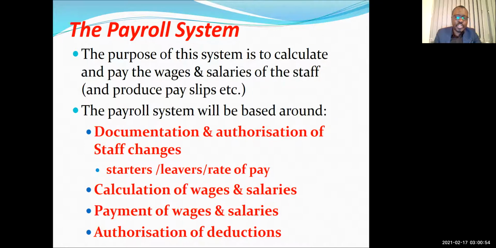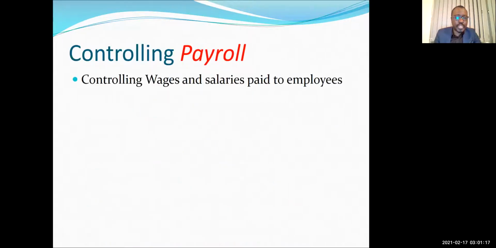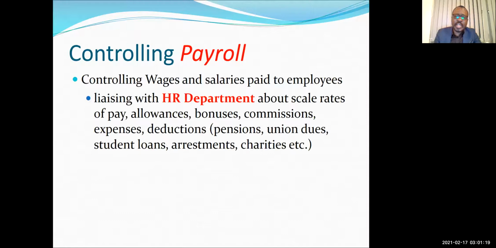With the payroll system, it's looking at authorization of staff changes: are new people coming in, are people leaving? What is the rate of pay, any promotion? And the calculation of the salaries and wages using the hourly rate, if that's what we are using. And also any deductions, statutory deductions, who is authorizing them? When do we also pay? It's also important. So controlling wages and salaries is key.